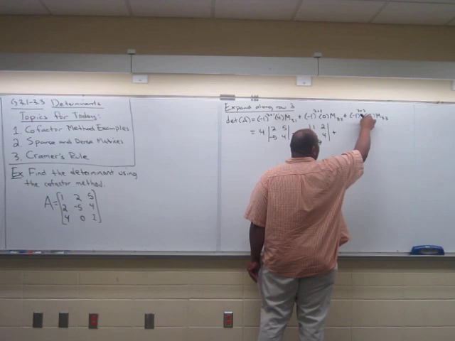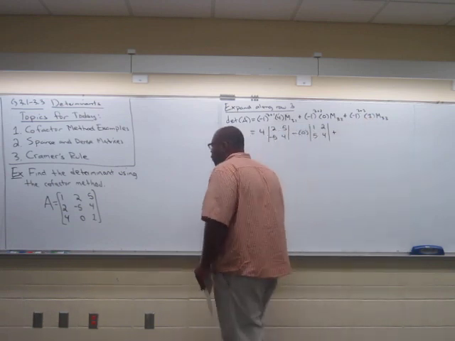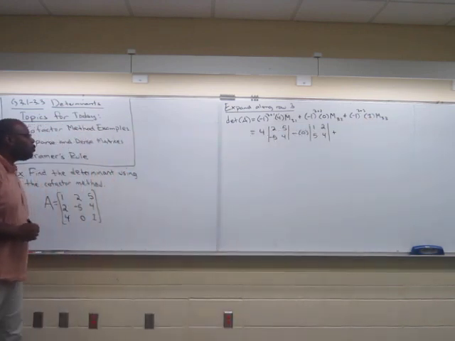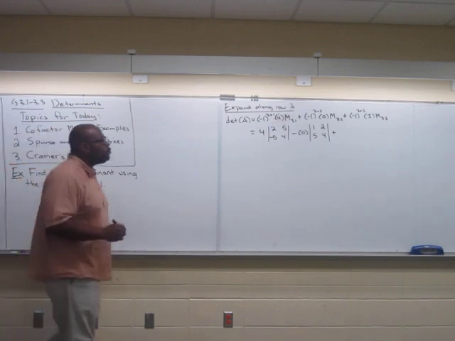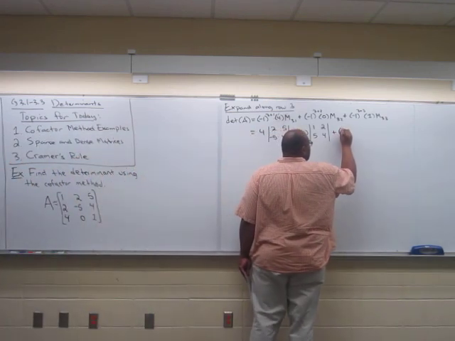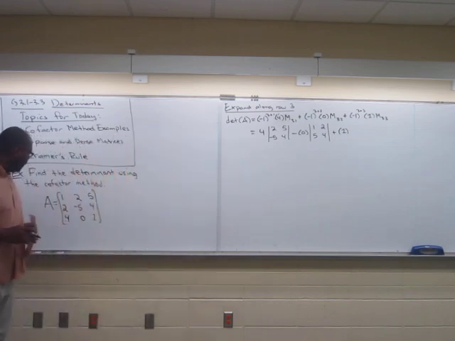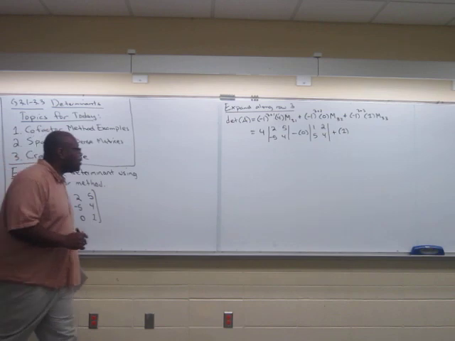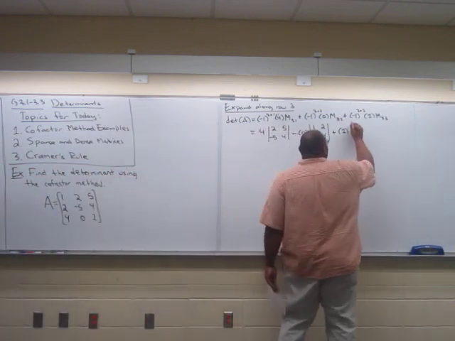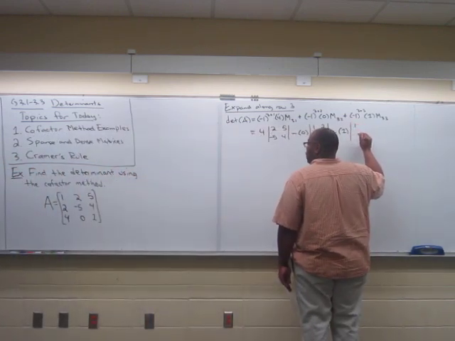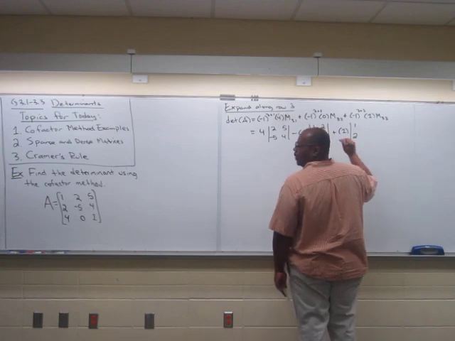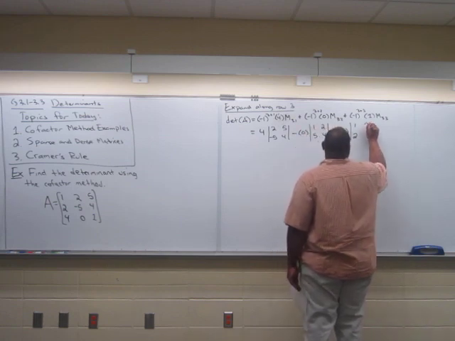Plus, -1 to the 3 plus 3 is positive 1, times 1. So it's a minor 3, 3. So get rid of the third row and the third column. What we end up with is 1, 2, if I did this right, 2, -5.